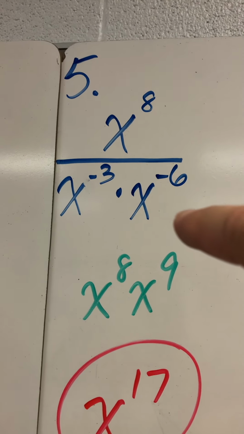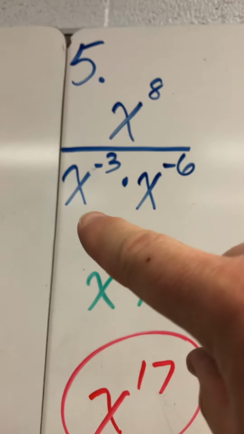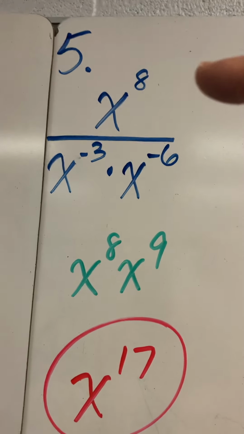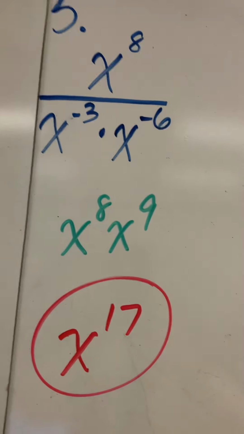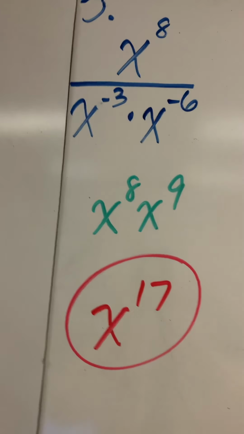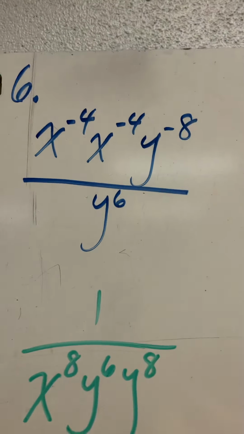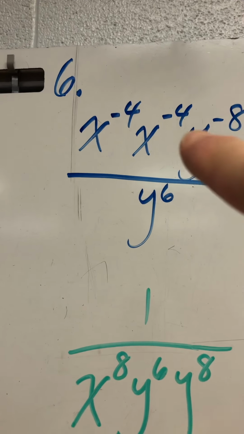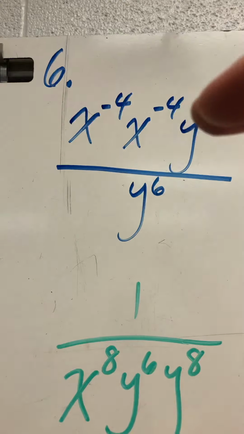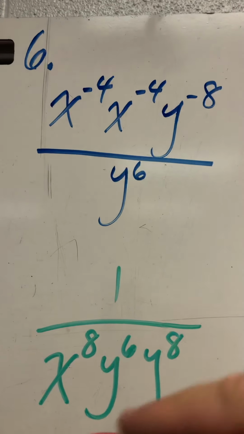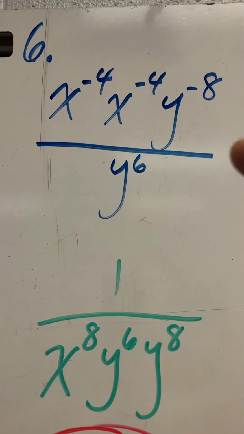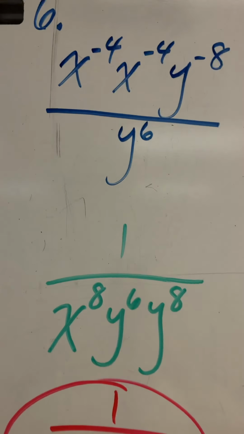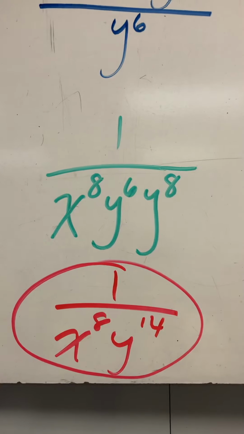I'm going to move, x to the negative third, x to the negative 6 makes x to the negative 9th. Move it to the top, I've got x to the 9th. 8 plus 9 is 17. X to the negative 4, x to the negative 4 makes x to the negative 8. I'm going to move both of those guys to the bottom, make it x to the 8th, y to the 8th, and this y to the 6th, which makes 1 over x to the 8th, y to the 14th.